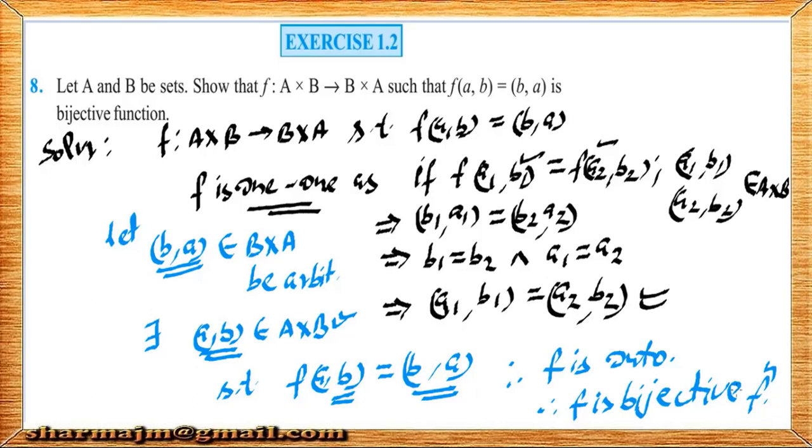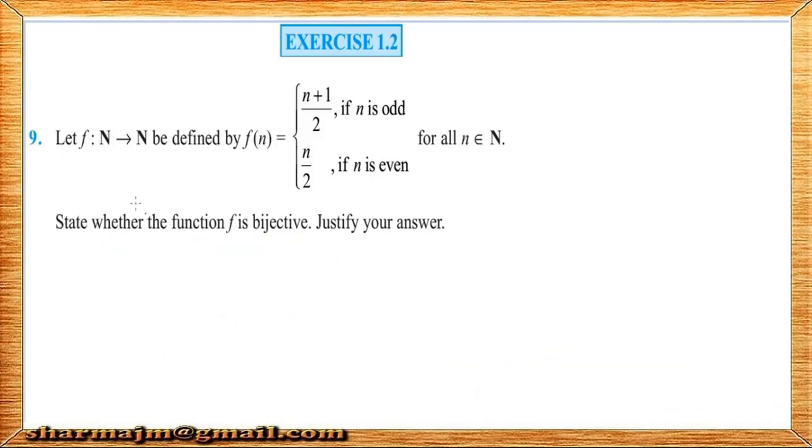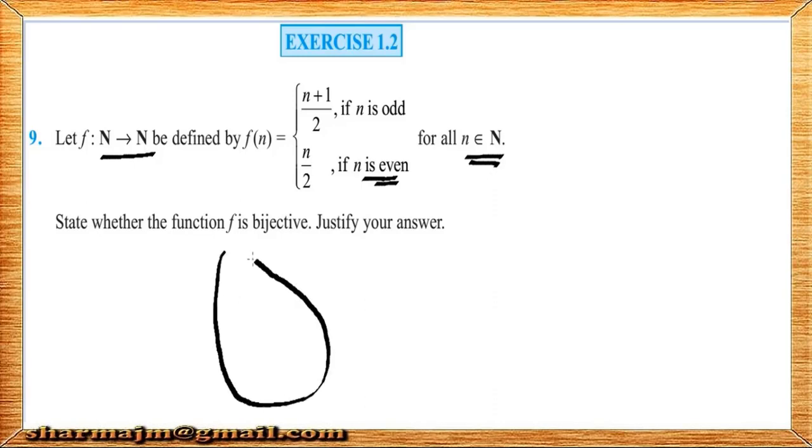Next, question number 9. F is a function from natural numbers to natural numbers such that f of n is (n plus 1) by 2 when n is odd and n by 2 if n is even, and that is true for all natural numbers. So let us make its diagram, and we will check this function for 1-1 and onto, that is, whether it is a bijective function or not. Okay, so let us take natural numbers here and natural numbers here.